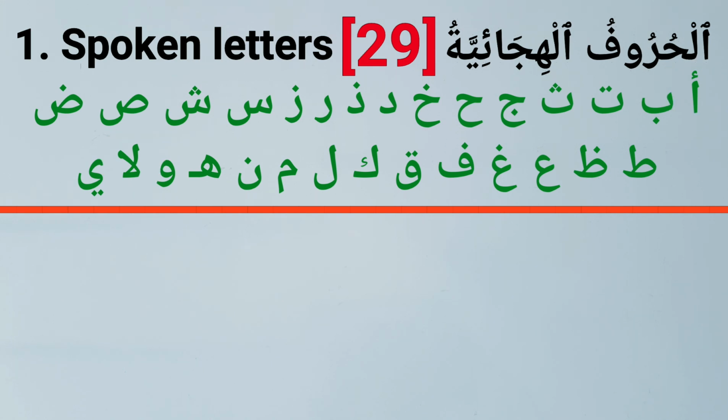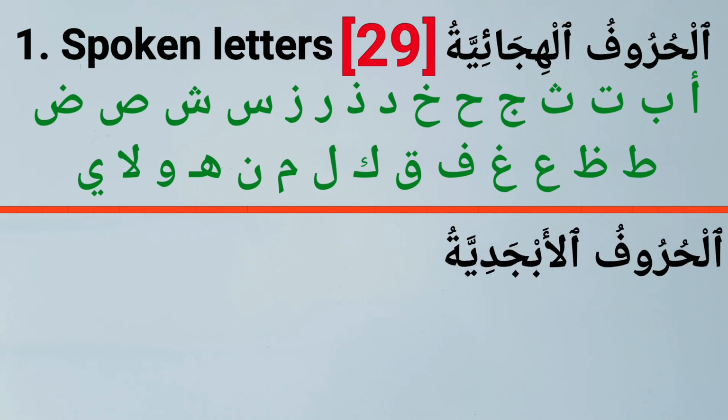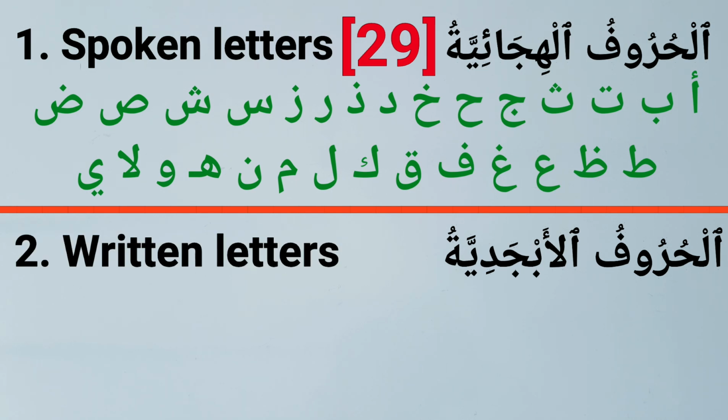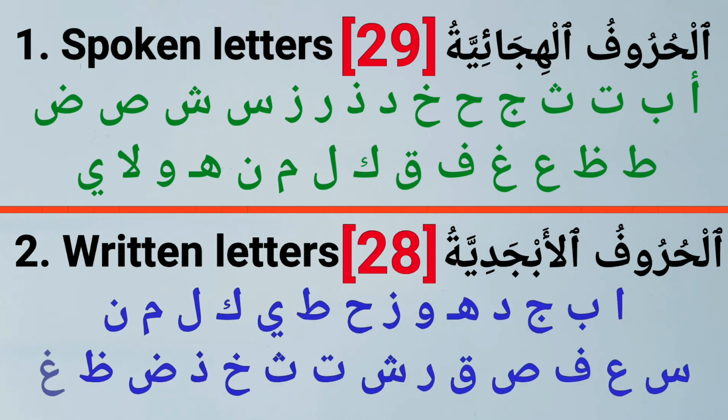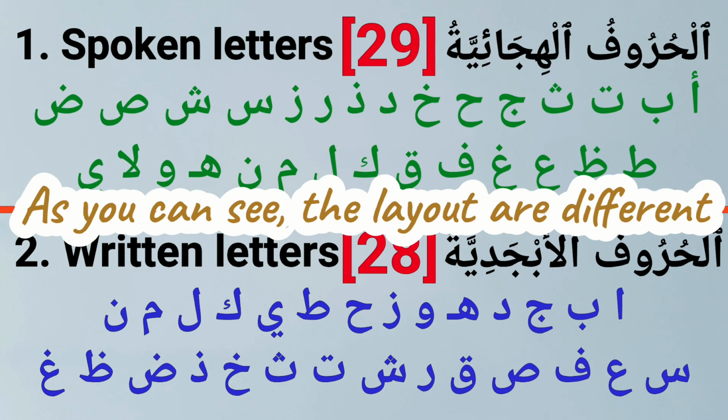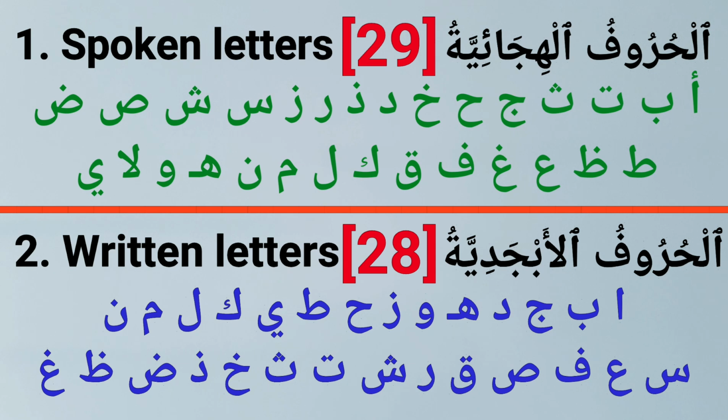The second category of letters is known as الحروف الأبجدية. These letters are used in writing. These are the letters that we use in writing, and they consist of 28 letters. Okay, so why does the huruf al-hijaiya, those letters which are pronounced, consist of 29 letters, whereas the huruf al-abjadiyya, the written letters, consist of 28 letters?